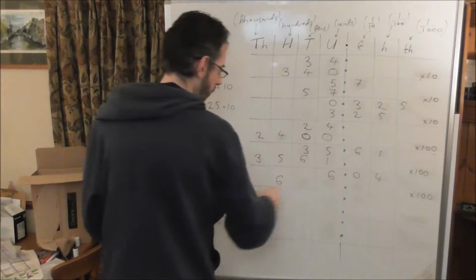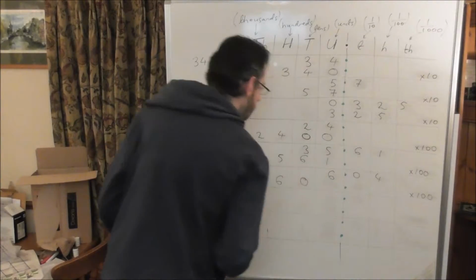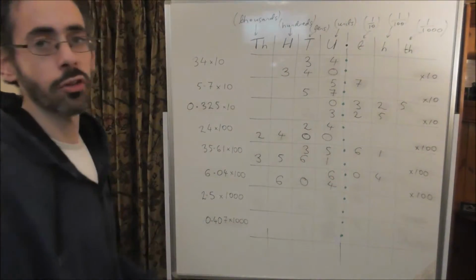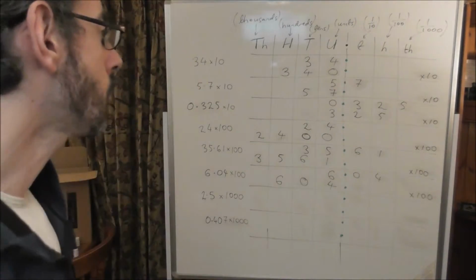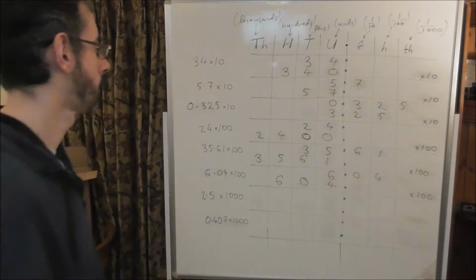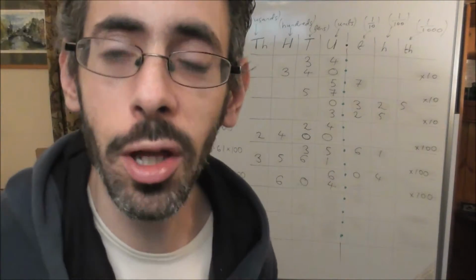So you can move it up 2 places to here, and then the 4 will go after it. So the answer is 604. The digits remain next to each other in the same order. Right, let's multiply by 1,000 now.